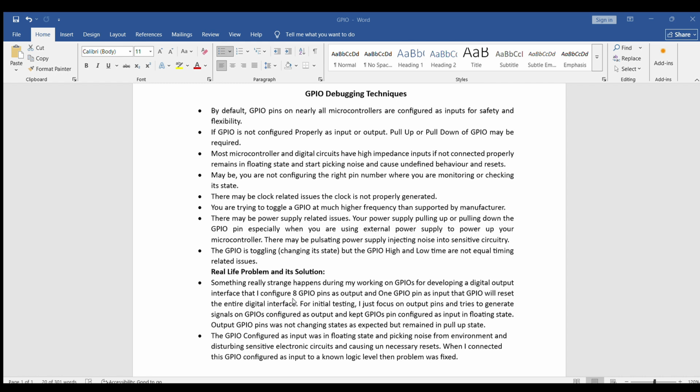There may also be some timing issues which can happen on your GPIO pins, for example if you are trying to switch your GPIOs at such a high frequency, in the megahertz range, that is not supported by your microcontroller. In that case you may face timing issues: sometimes GPIOs go high, sometimes they don't go high. In conclusion, the behavior of your GPIOs may not be consistent. Sometimes they change their state, sometimes they don't. In this case also, you need to verify the clock at which you are toggling your GPIOs.